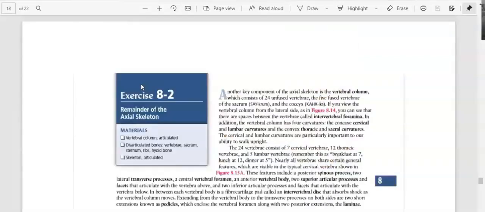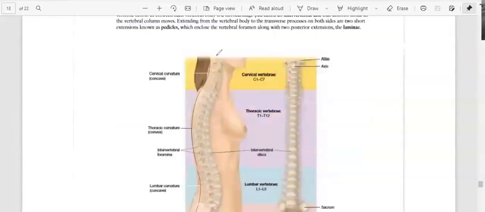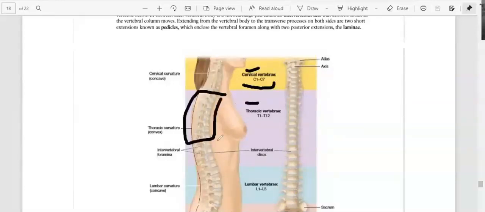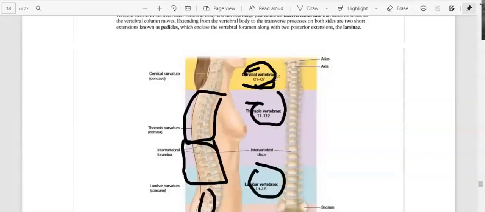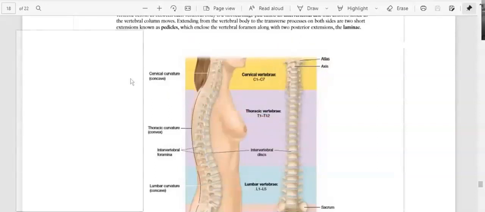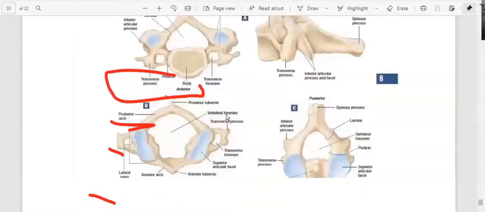As we scroll down, we're going to get to the vertebral column. Each one of these bones is going to be the vertebrae. We have 7 vertebrae in our neck, so they're going to be called cervical vertebrae. We have 12 thoracic vertebrae. Those are going to be the vertebrae you have in your thorax. We have 5 lumbar vertebrae, which are going to be the back, the bottom part. Therefore, you're going to have 24 vertebrae.